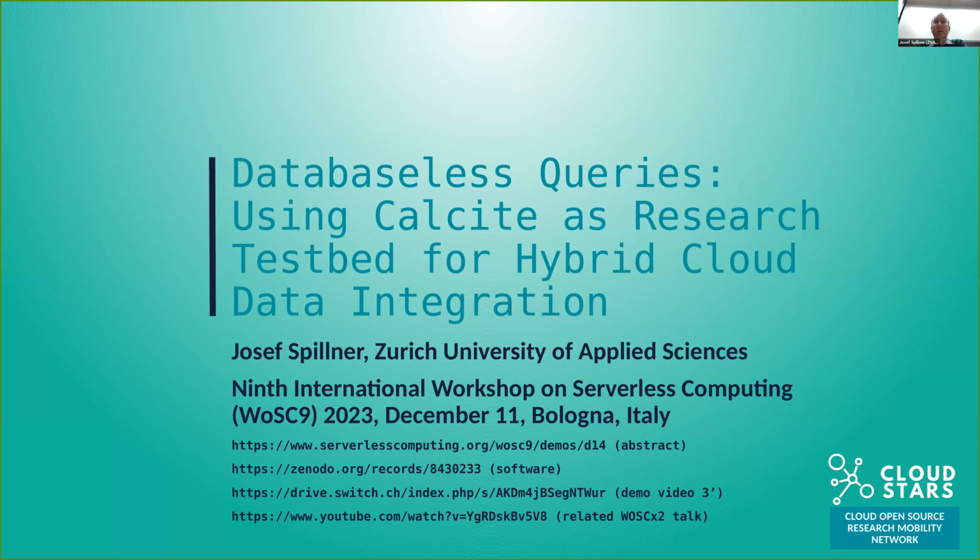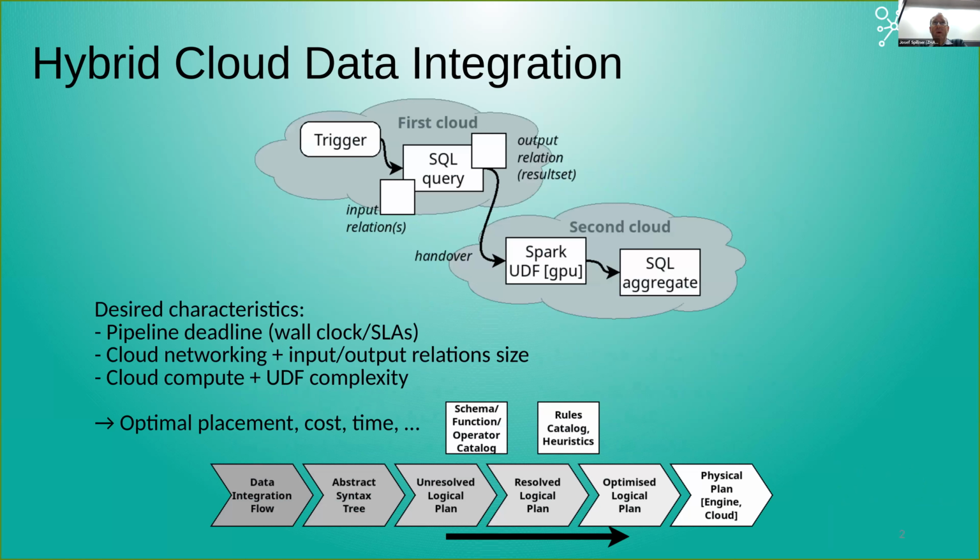The topic is databaseless queries using Apache Calcite as a research testbed for hybrid cloud data integration. This is the result of a secondment conducted earlier this year for 3 months at IBM Research, where the question is, how can we optimize cross-cloud workflows where a customer may have, let's say, 2 cloud deployments, some compute power in a private cloud environment, some in a public cloud environment. And we are conducting SQL queries.